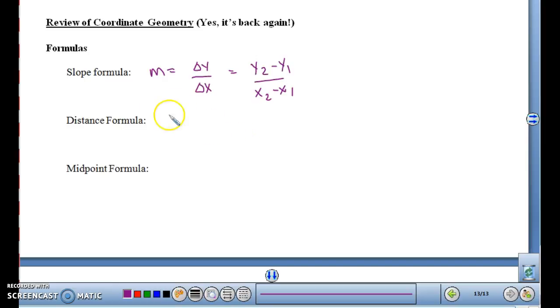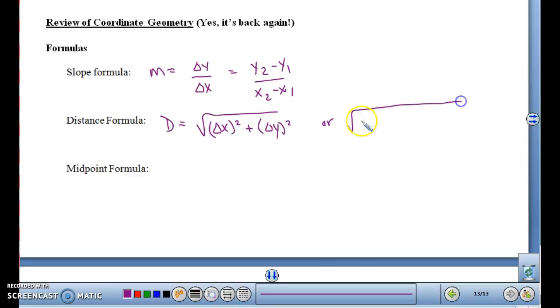All right, the distance formula. Distance is equal to the square root of delta x squared plus delta y squared. If you want to write it with delta x like this and delta y like that, you can. It means the same thing. So it would be the square root of (x2 minus x1) squared plus (y2 minus y1) squared. All right, that is the distance formula.